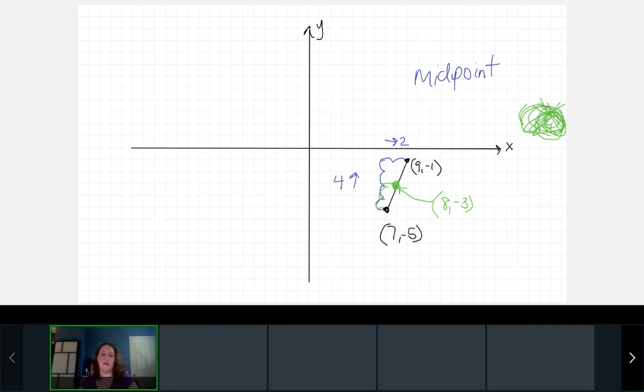You could also think of it as your number line, x. You're at a 7, and then you're at a 9. What number is exactly halfway between 7 and 9? 8. Or you're at a negative 1 on the y, and then you're at a negative 5. What number is exactly halfway between negative 1 and negative 5? Well, that's negative 3. There's not a shortcut with the distance like there is with the midpoint.